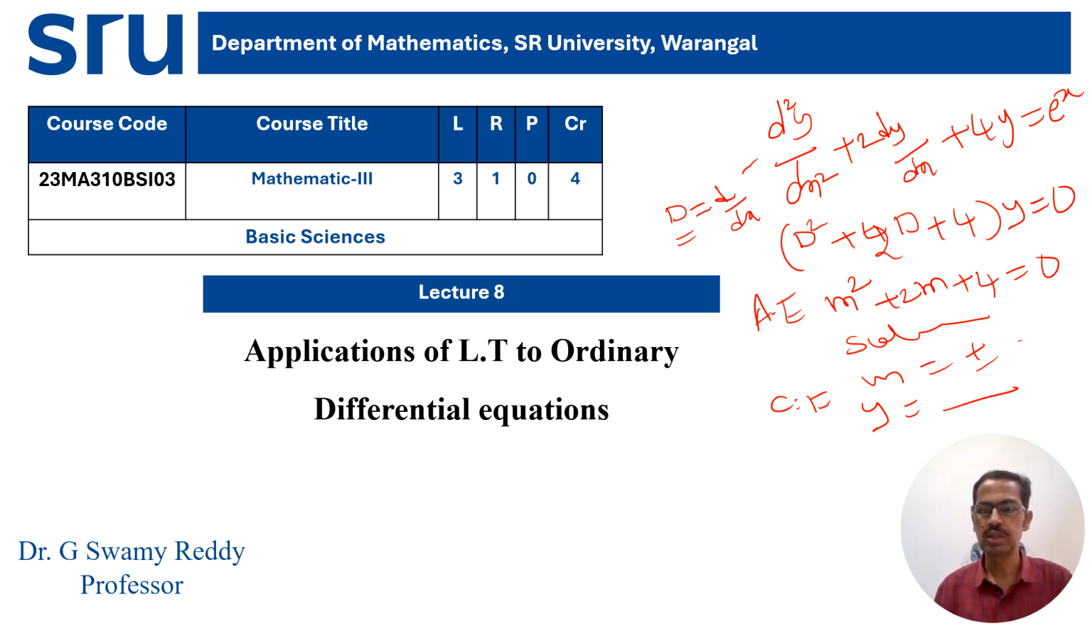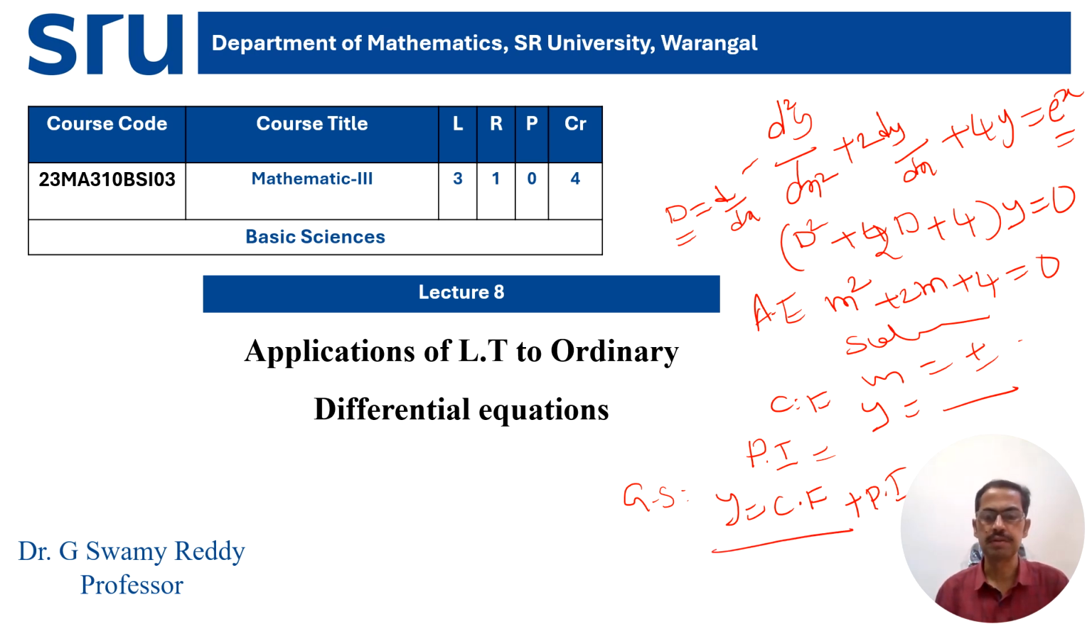If it is equal to 0, it is homogeneous. Suppose it is equal to e power x, then for e power x you should calculate the particular integral. There are many different cases for finding a particular integral. According to those cases, find the particular integral. Then finally the general solution of the differential equation is y equal to complementary function CF plus PI, particular integral. This is the general solution of the given ordinary differential equation, right?